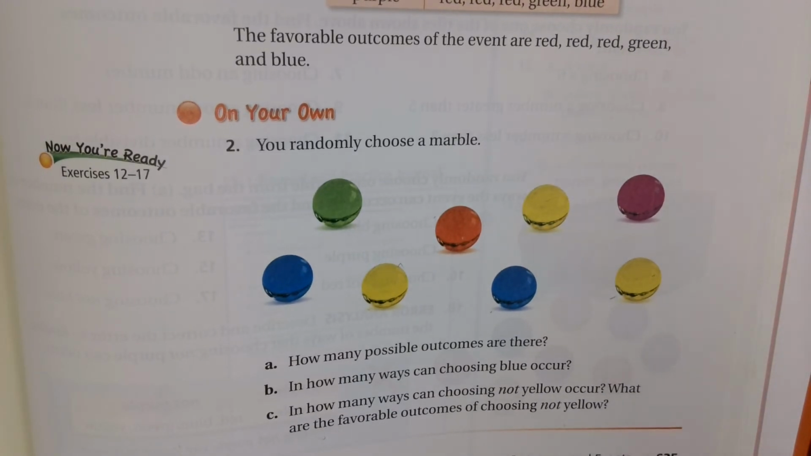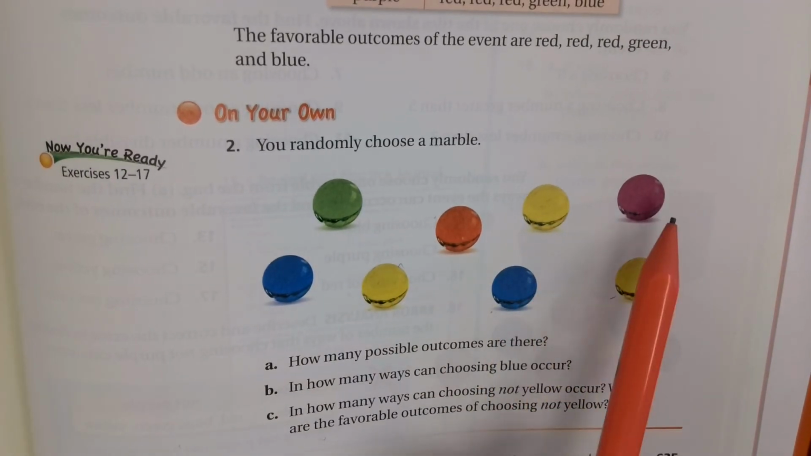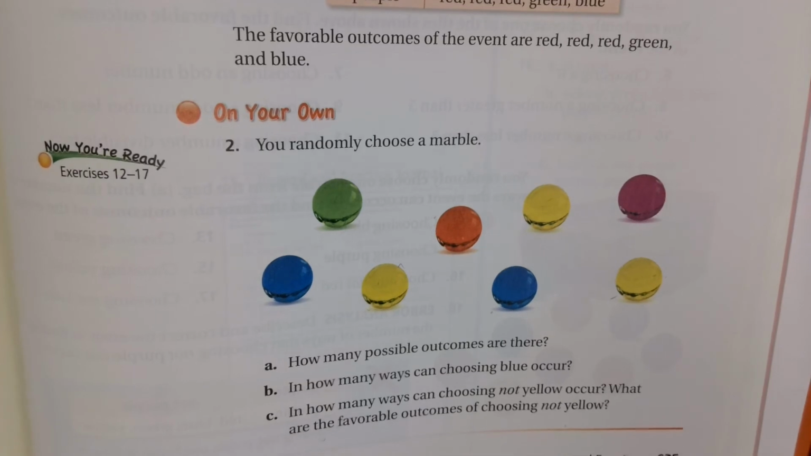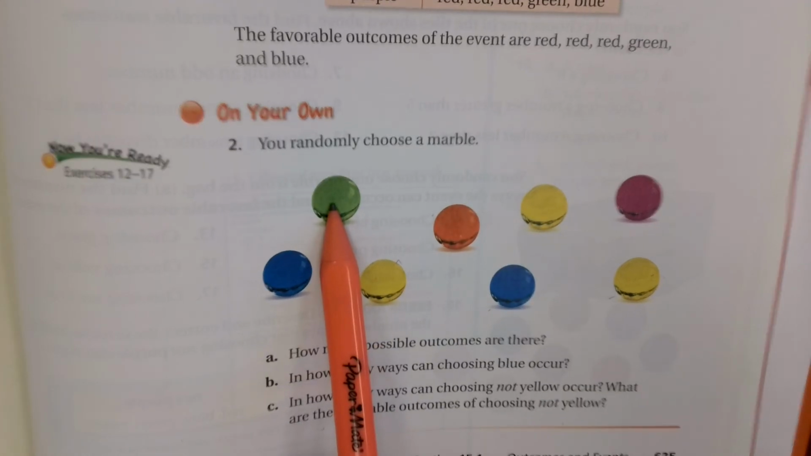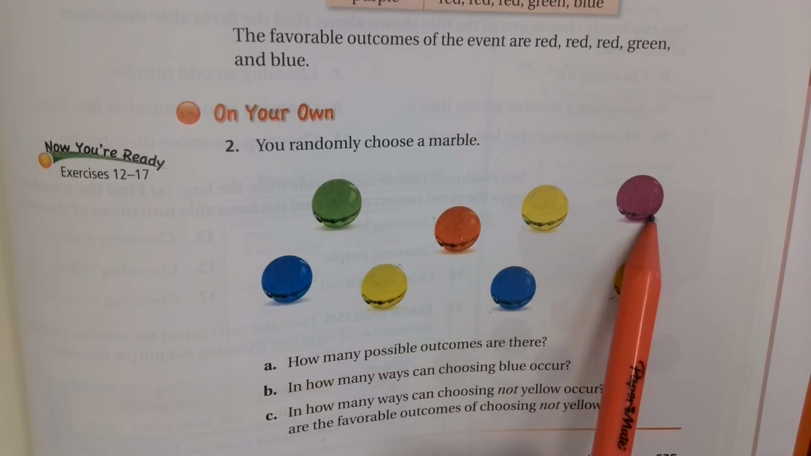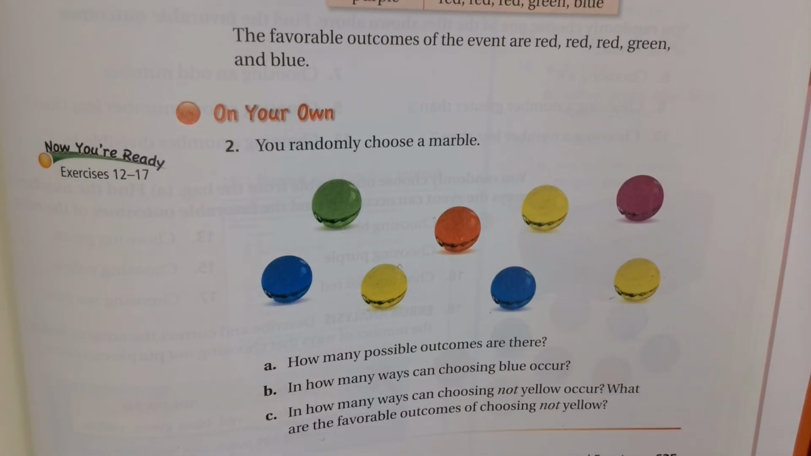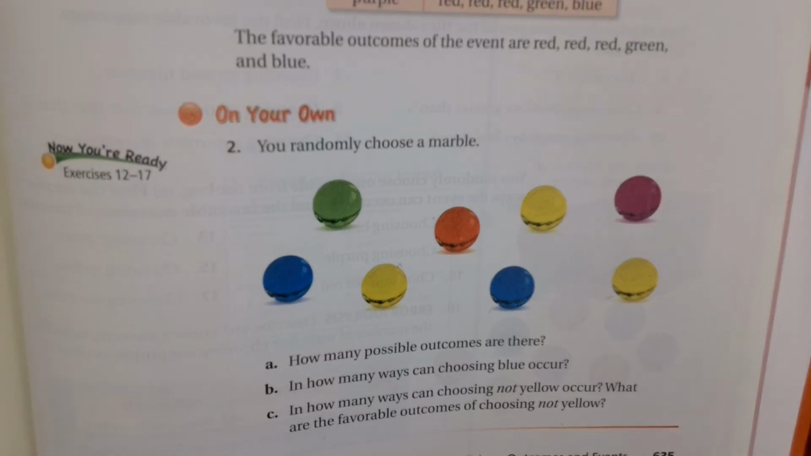In how many ways can choosing not yellow occur? Okay, so we're going to look. There's 3 yellow ones. We don't want those, so we're going to count. 1, 2, 3, 4, 5. There's 5 ways. And what are the favorable outcomes of choosing not yellow? So now you're going to name those. Blue, blue, green, red, and purple. So hopefully you got those right. If not, hopefully you understand why you didn't.